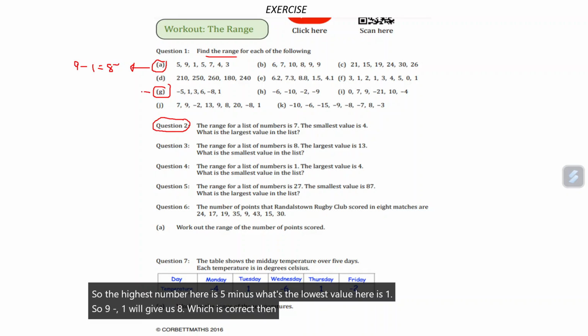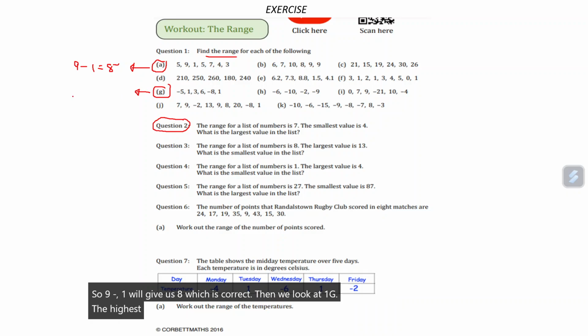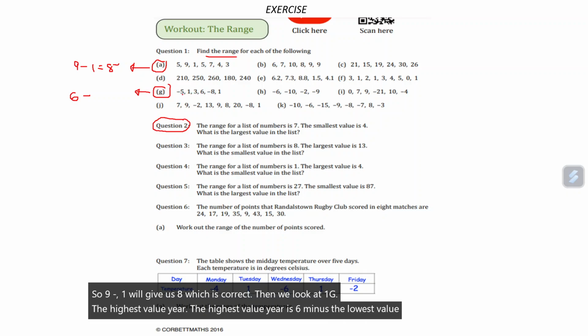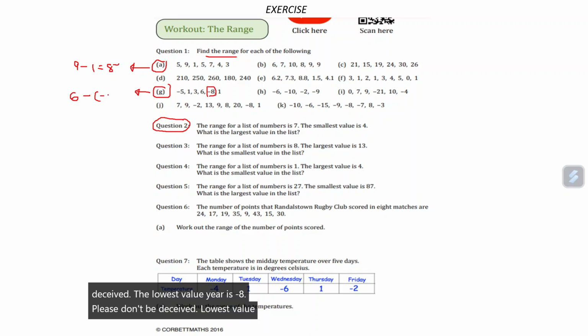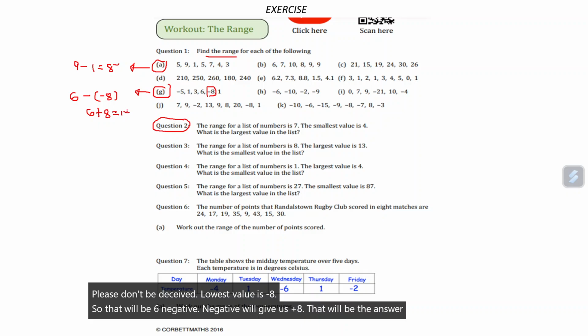Then we look at 1G. The highest value here is 6 minus the lowest value here. Please don't be deceived. The lowest value here is minus 8. So that will be 6, negative negative will give us plus 8. That will be, the answer is 14. Good.